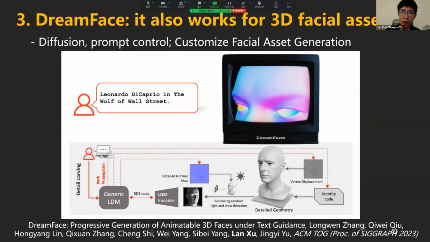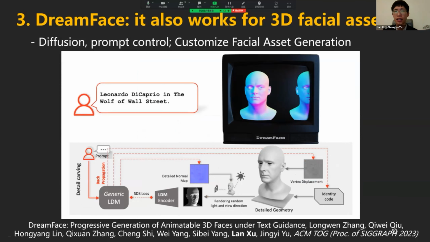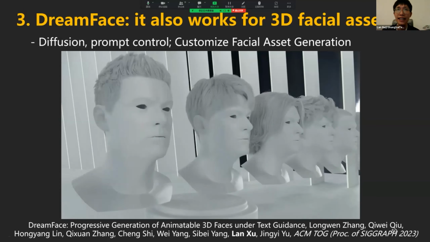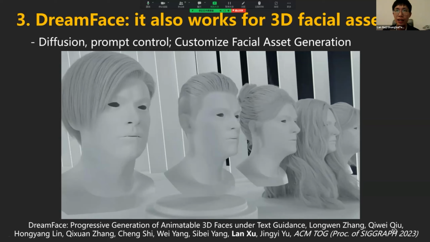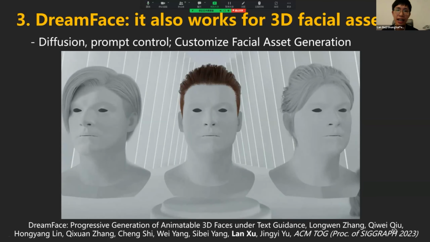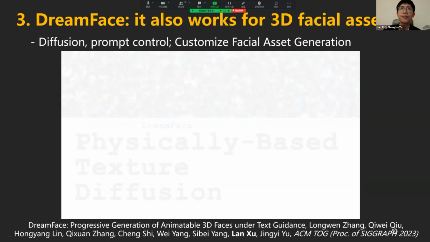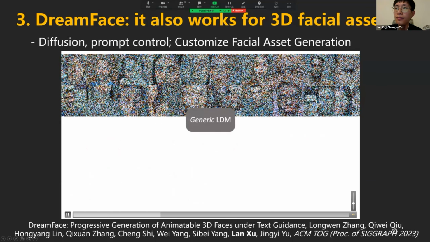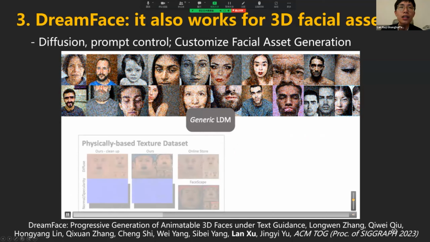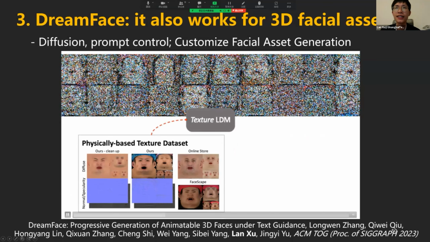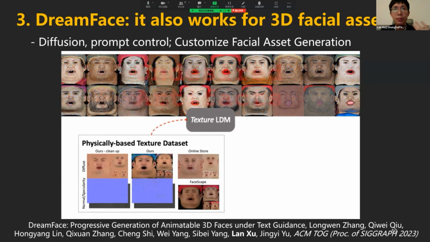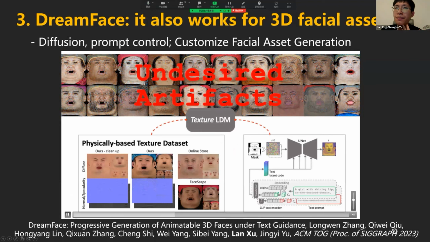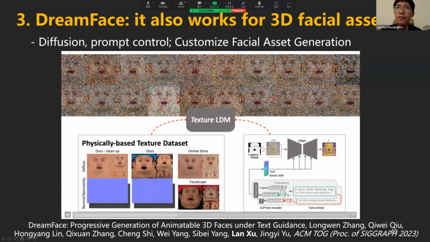First, we use the CLIP models or the LDM to select the geometry attributes, including the hairstyle. In the physically based texture diffusion module, we first transfer the pre-trained stable diffusion to a large-scale texture map. And then we apply the texture LDM, the latent diffusion models, on the physically based texture dataset. While still maintaining diversity, a prompt learning strategy was designed.